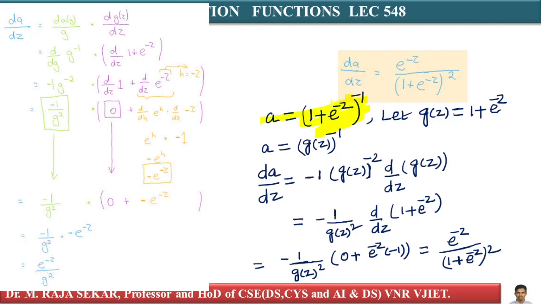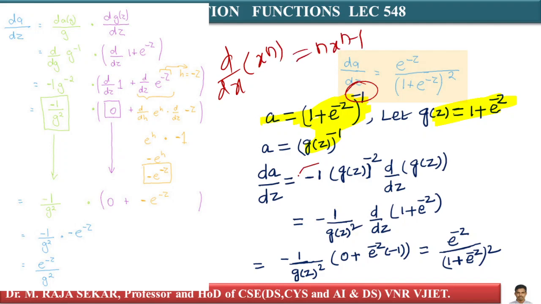Anybody can understand this. I am assuming 1 plus e power minus z is g of z. Therefore a equals g of z whole power minus 1. What is d by dx of x power n? It is n into x to the power of n minus 1. Therefore minus 1 into g of z whole power minus 2. Again chain rule: I must differentiate g of z with respect to z. What is g of z? 1 plus e power minus z.